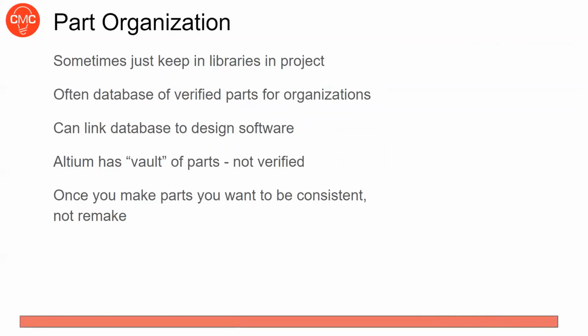Now you have all these parts that you've made, whether via the wizard or manually, and you made the symbols and you've made the footprints. How are you going to keep these things together? Sometimes you just have a library inside of a project where you'll dump all your components and copy and paste them from other libraries.